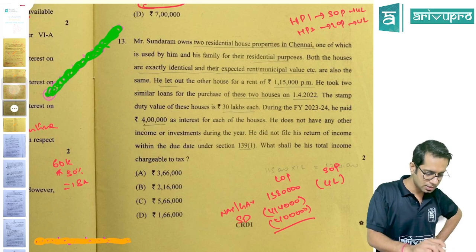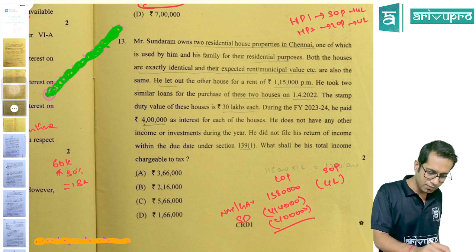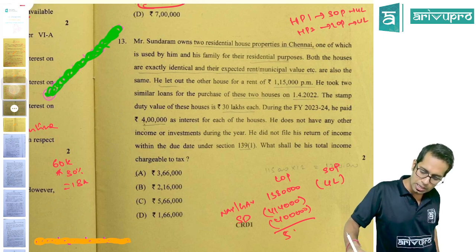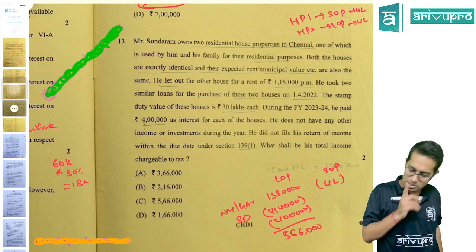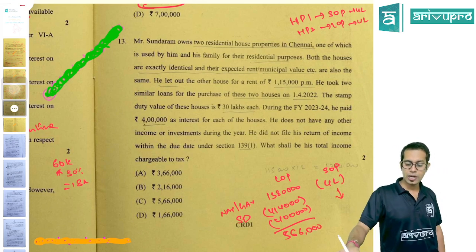3,80,000 minus 4,14,000 minus 4 lakh rupees. So let out property income is how much, sir? 5,66,000. Now self-occupied loss is 4 lakh rupees.